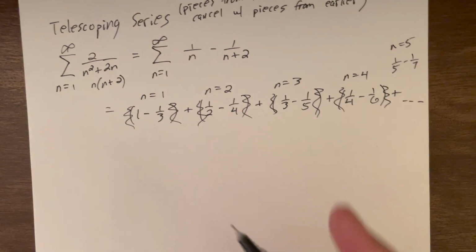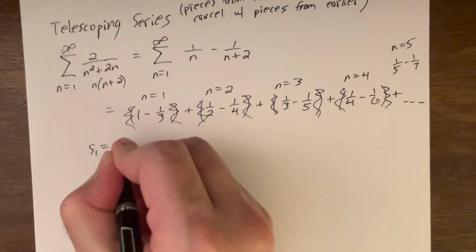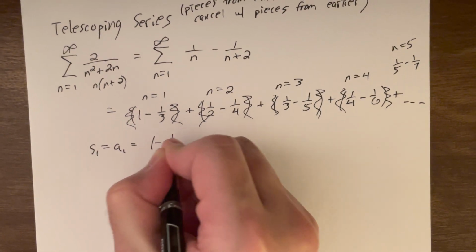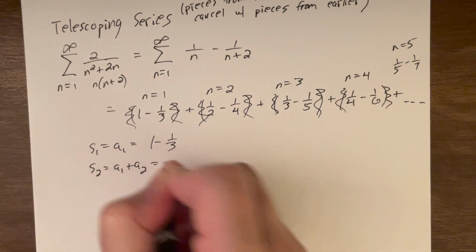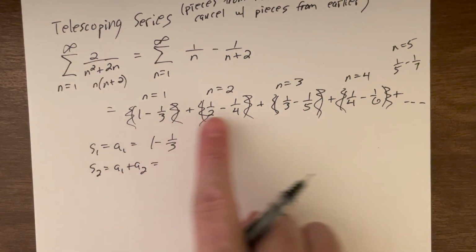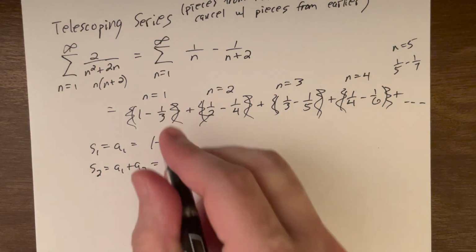So let's take a look at our S terms. S1 is A1, which is 1 minus a third. S2 is A1 plus A2, so I'd add these together.